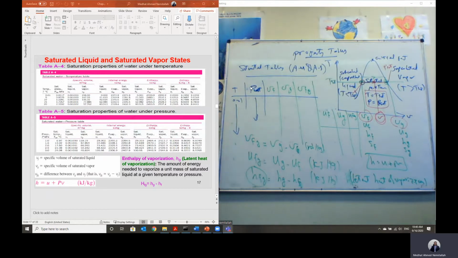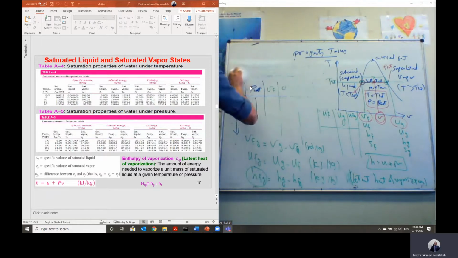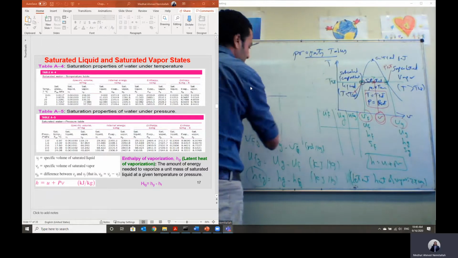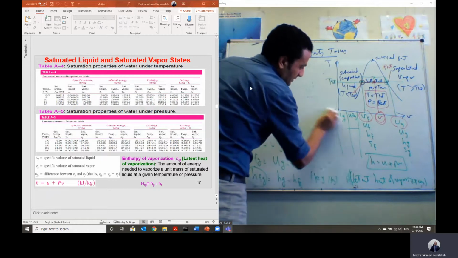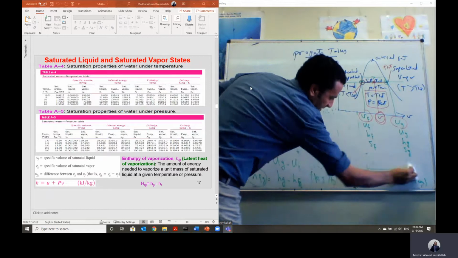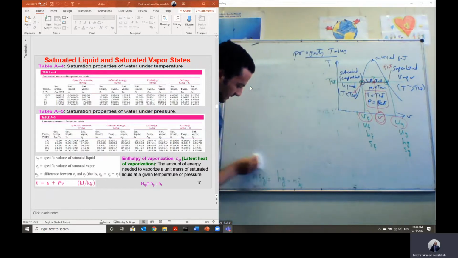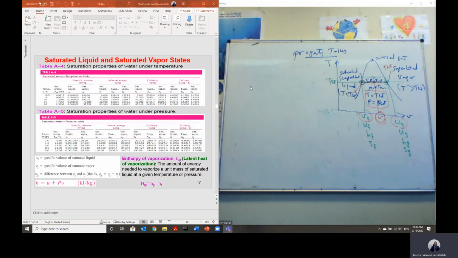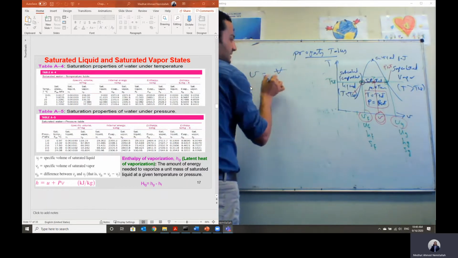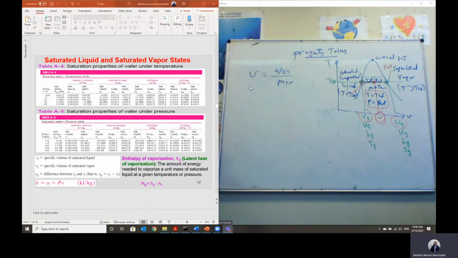But let's look here. The specific volume is defined as the total volume per unit mass, so the total volume divided by the total mass. Let's see how we can relate the total volume to the specific volume of saturated liquid and the specific volume of saturated vapor. So the specific volume is defined as the total volume divided by the total mass, V total divided by m total.